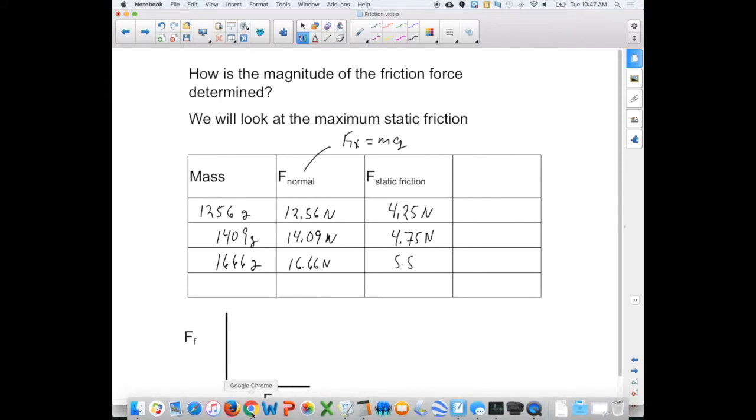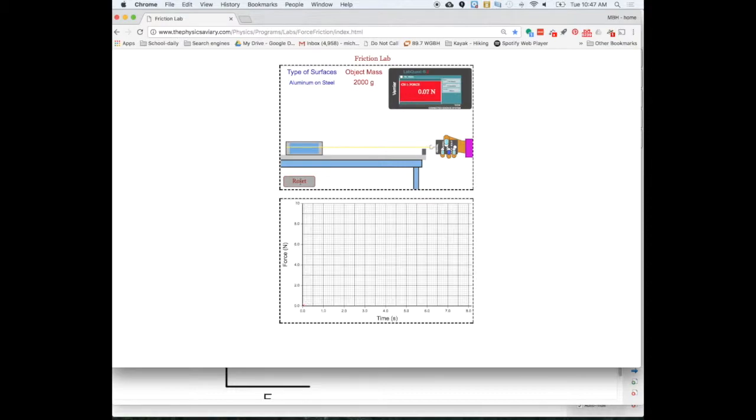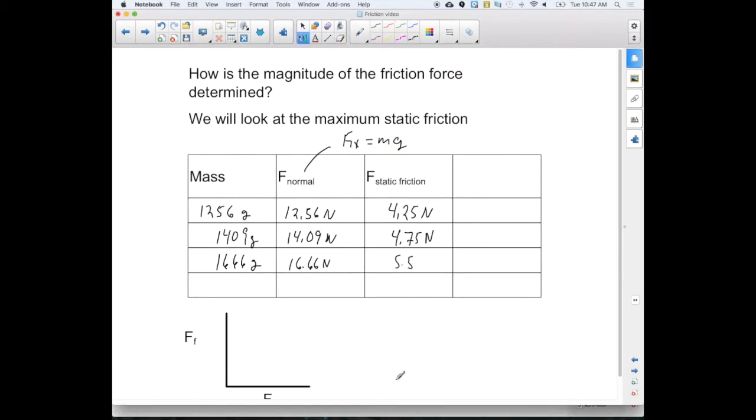One more data point. Reset. Make it 2 kilograms. Maximum is somewhere in the range of, say, 6.5. So 2 kilograms and 6.5. So 2,000 grams, 20 newtons, and 6.5 newtons for a friction force.